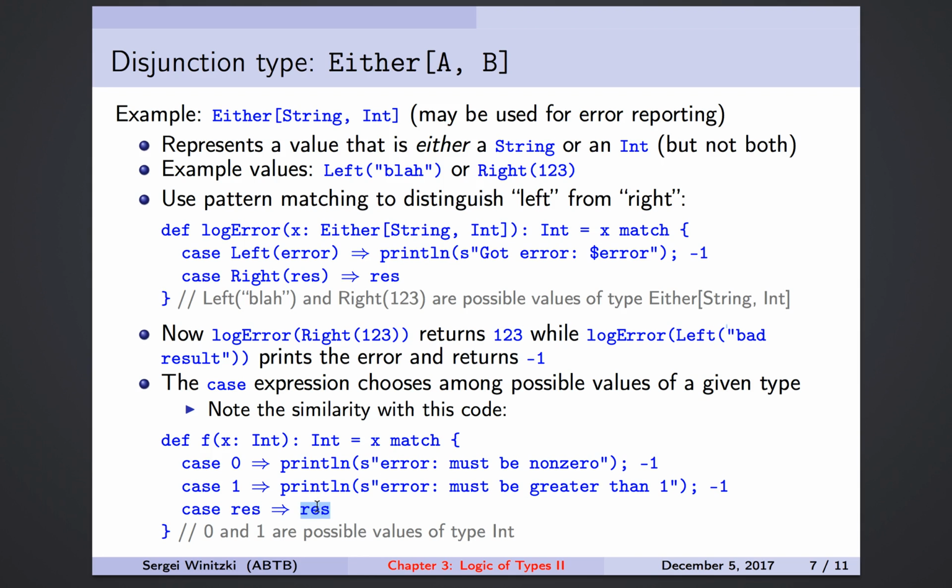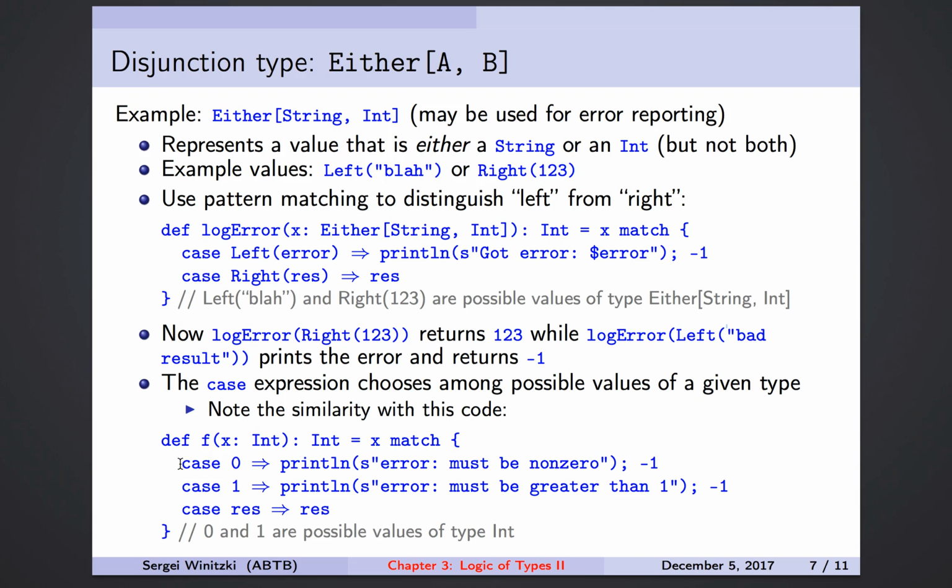So you could think about integers as a type that has different values like 0, 1, and others. They're possible values of this type. And so you could use case expression also for those. So case expression is not limited to disjunction types or case classes. Integer is not defined as a disjunction type because it has no parts of disjunction, but it has different values.